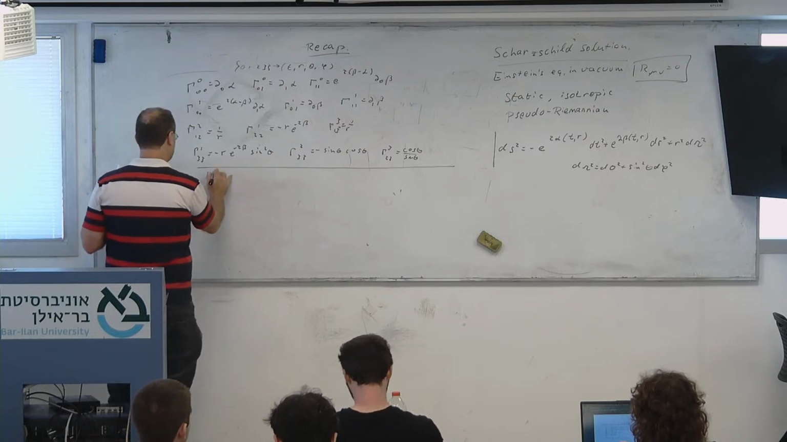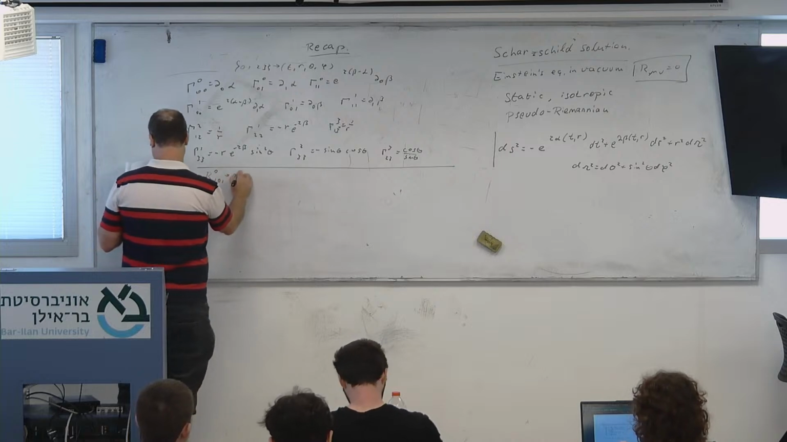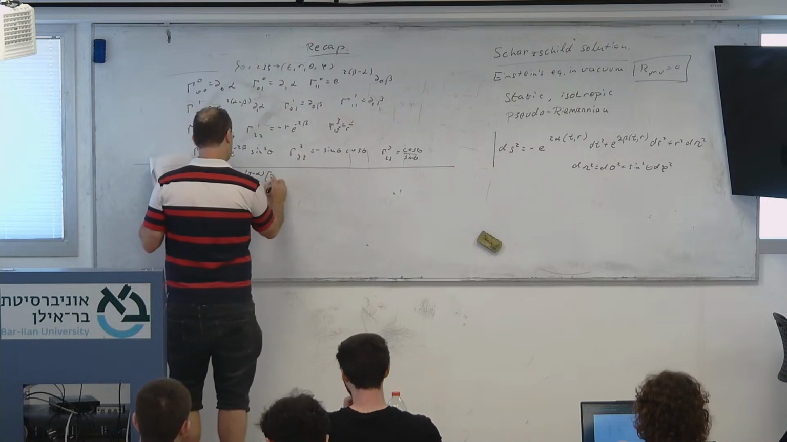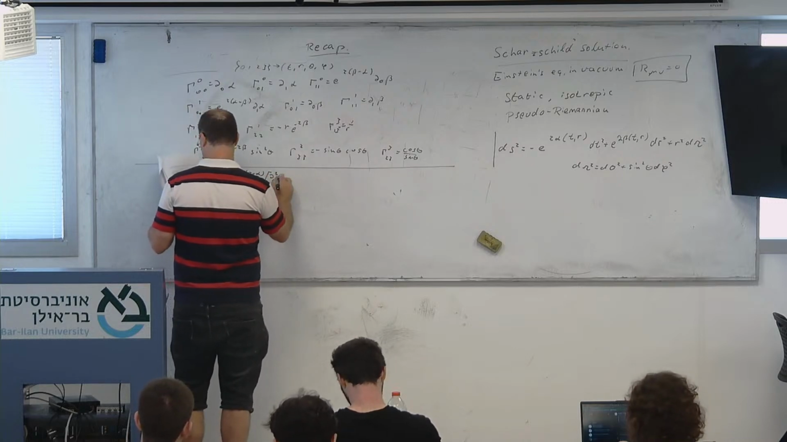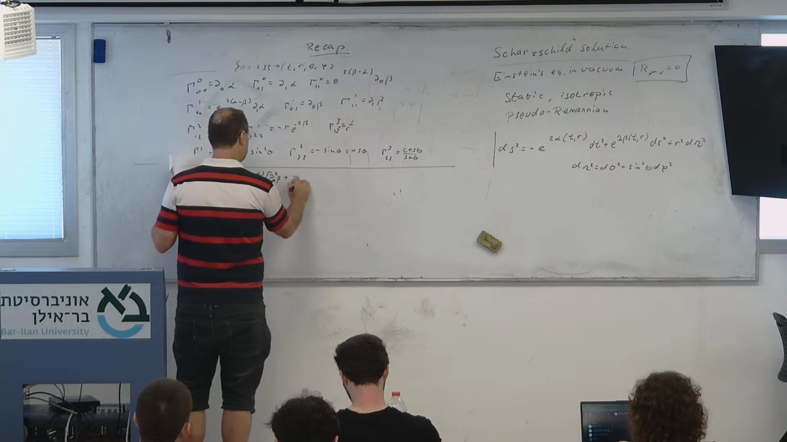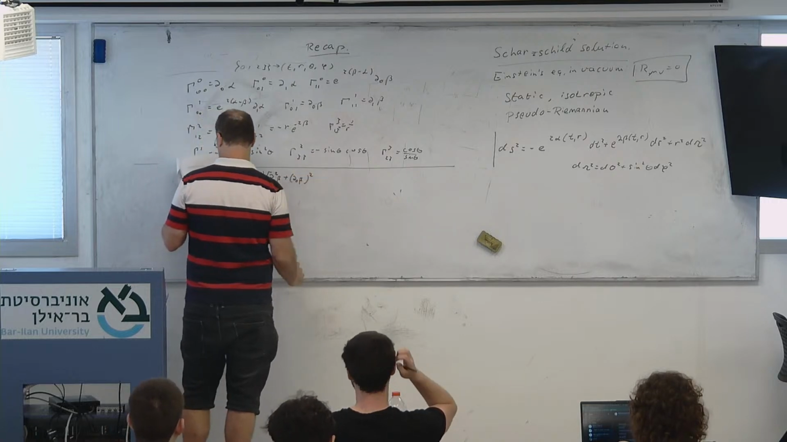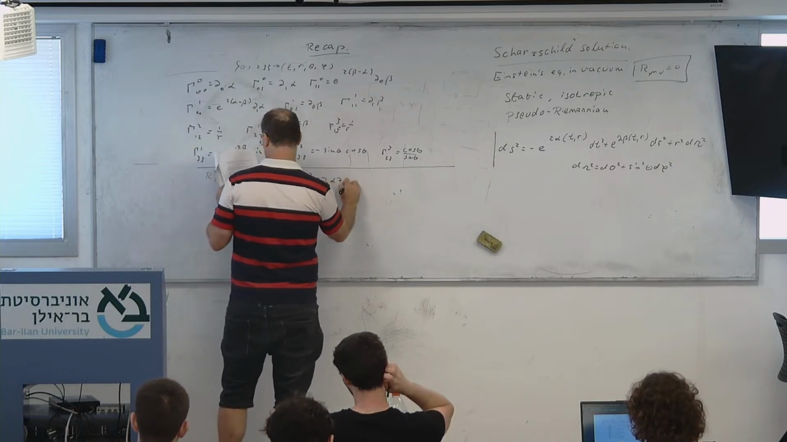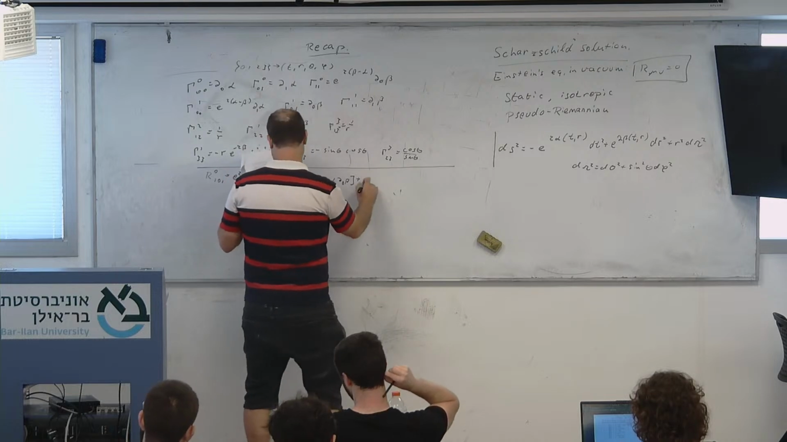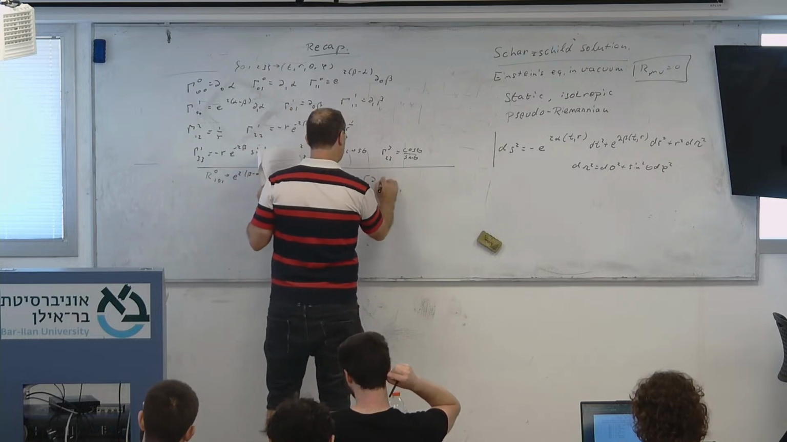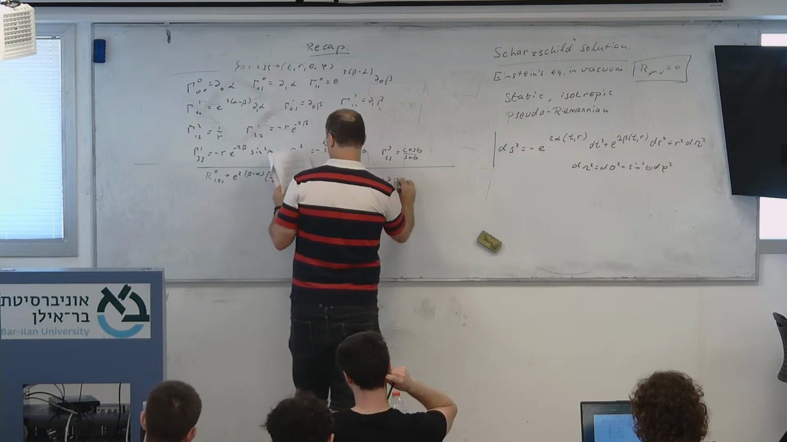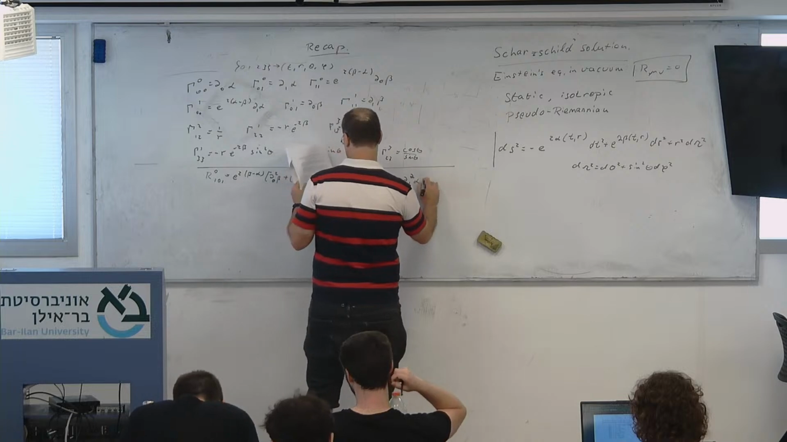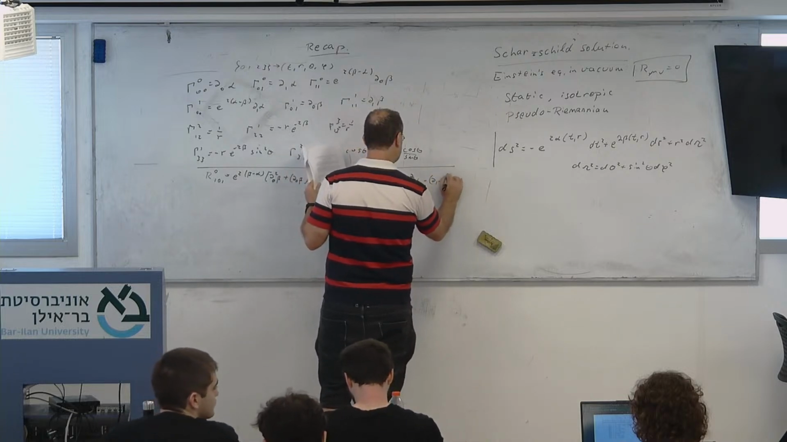So R 0,1,0,1 is e to the power 2 beta minus alpha, d0 squared beta plus d0 beta squared, minus d0 alpha d0 beta, plus d1 alpha d1 beta minus d1 squared alpha, minus d1 alpha squared.